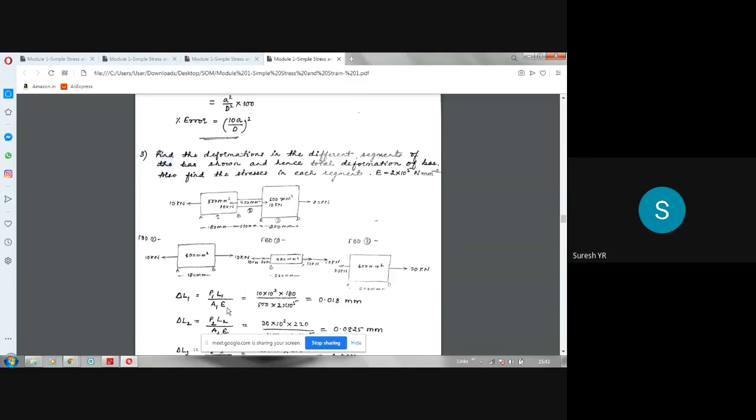Next here, so substitute that, you will get delta L1. Of course, it is positive here because it is tensile force. 10 kilonewton is tensile force, delta L1 is positive, elongation. Next, delta L2 is the deformation in the second portion.